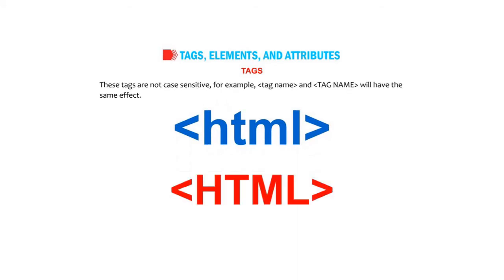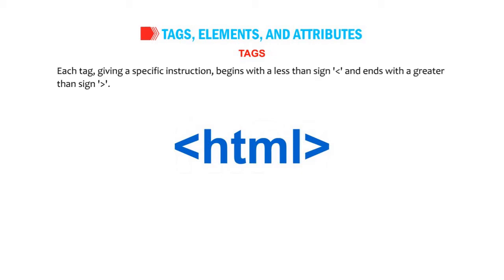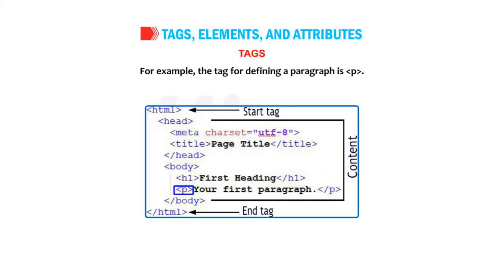These tags are not case sensitive. For example, tag name and tag name in capital letters will have the same effect. The HTML tags or commands are inserted before and after the text. Each tag giving a specific instruction begins with a less than sign and ends with a greater than sign. For example, the tag for defining a paragraph is the p tag.